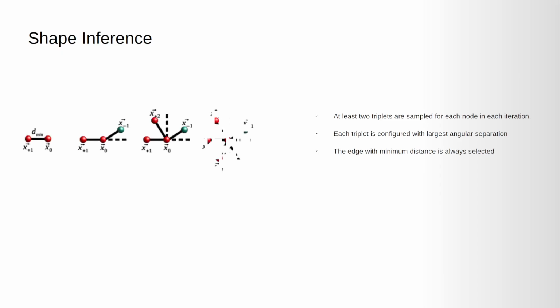First, the edge with the minimum point-to-plane distance is selected. Based on this edge, a second edge with the widest angular separation is chosen to form the first triplet. The second triplet is then formed by maximizing its angular separation relative to the first. This process is repeated to sample additional triplets as needed.